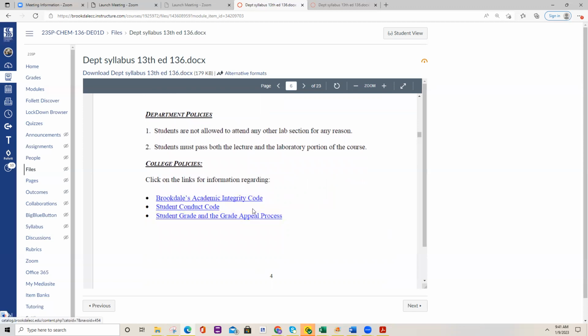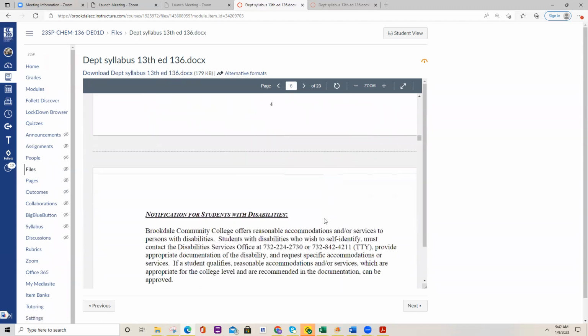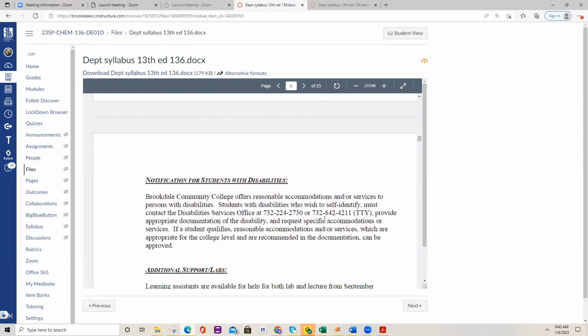College policies, these give you links to the different Brookdale policies. I'm not going to click and open those up. You can read through those: academic integrity code, student conduct code, grade and grade appeal process. Notification for students with disabilities. For this, if you think in any way, shape, or form that this applies to you, please send me a message so we can talk about what that is going to mean.